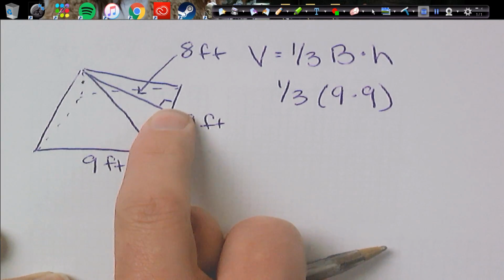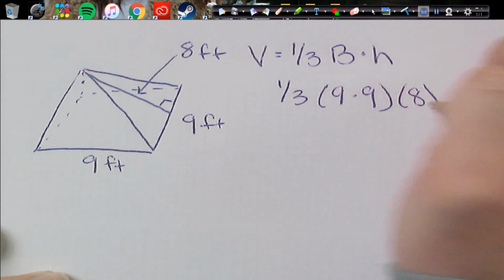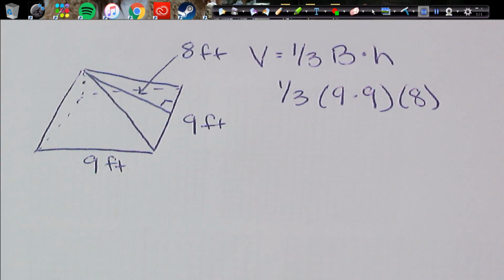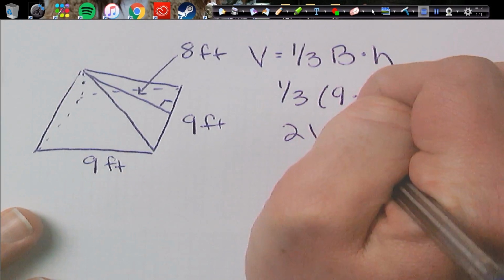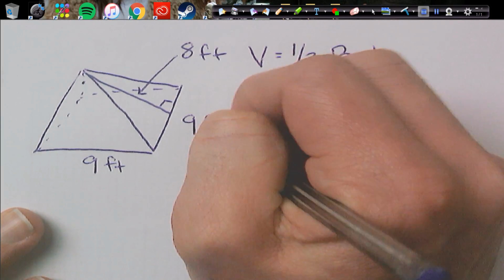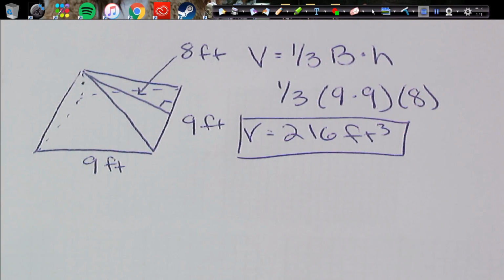You know it's the height because it's got that perpendicular segment there. And multiply all that together: 9 times 9 times 8 divided by 3. We get 216 cubic feet for our volume. Again, remember, I'm making a mistake. There is a mistake.